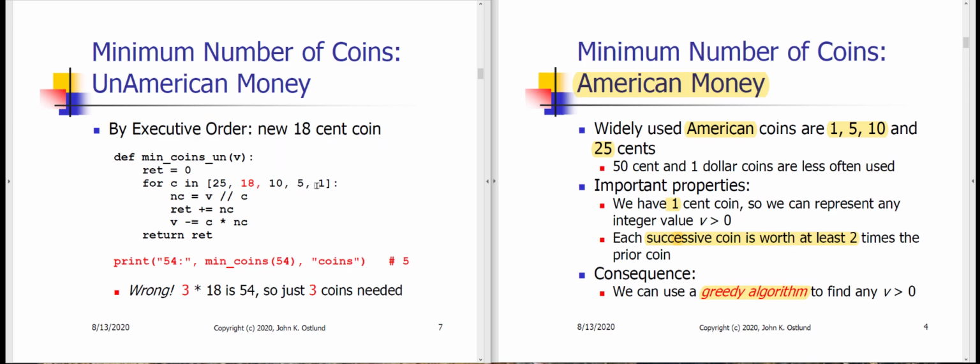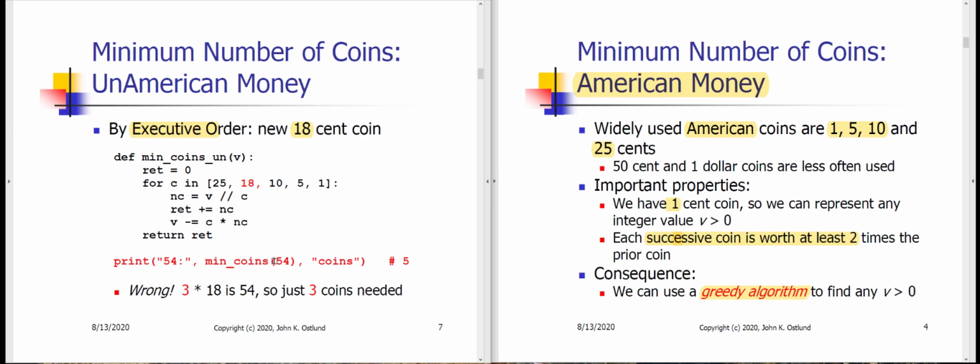Now, let's suppose that we have a collection of coins that does not have this nice property that each coin is worth at least twice as much as its predecessor. Okay, our president announces a new executive order that we're going to have an 18-cent coin for some bizarre reason. Now the greedy mechanism will not work any longer. So here are our new coins. We've got a quarter, we've got this new 18-cent piece, and we've got dimes, nickels, and pennies.